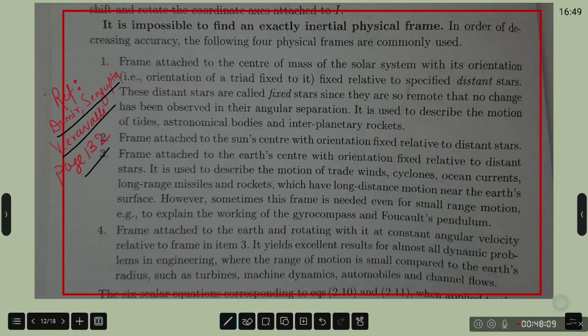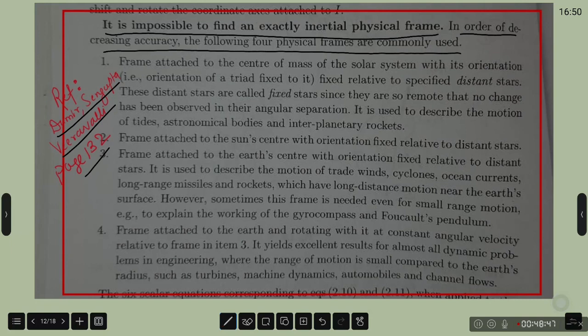So if we want to use Euler's axioms, we will have to first find an inertial reference frame, right? And this text is about that. This part of the text starts with a statement: it is impossible to find an exactly inertial physical frame. It is impossible. However, in order of decreasing accuracy, the following four physical frames are commonly used as inertial reference frames.